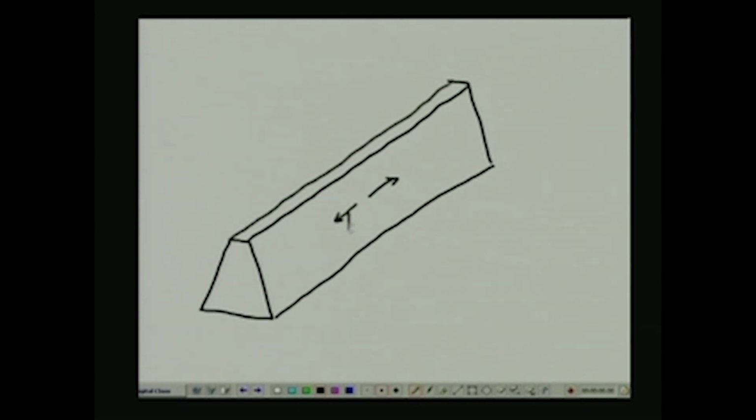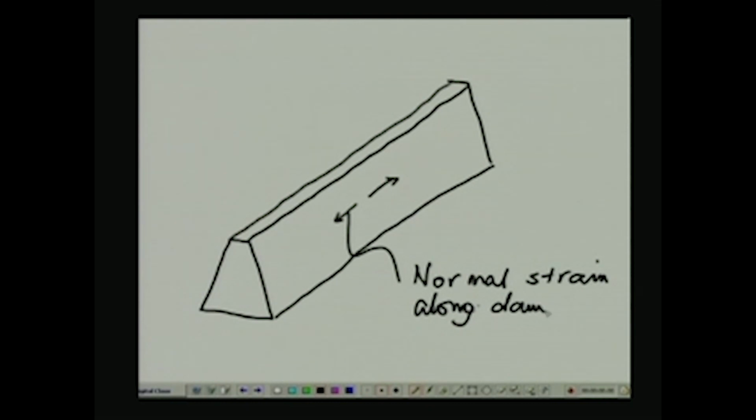So the normal strain along the dam axis can be neglected, and this problem thus becomes a plane strain problem. The deformation associated with the dam body is dealt with as a plane strain problem. So those are the two examples.